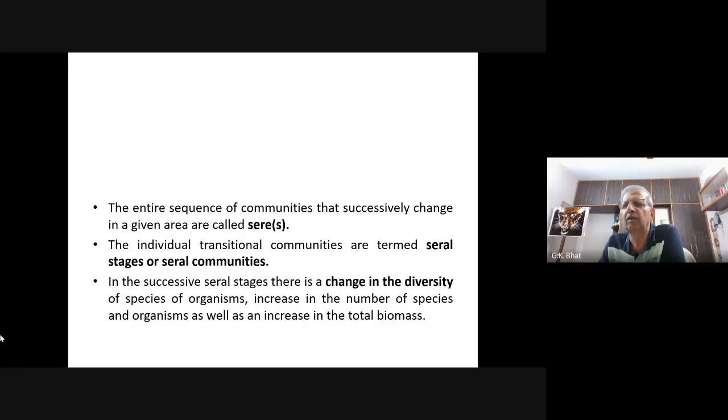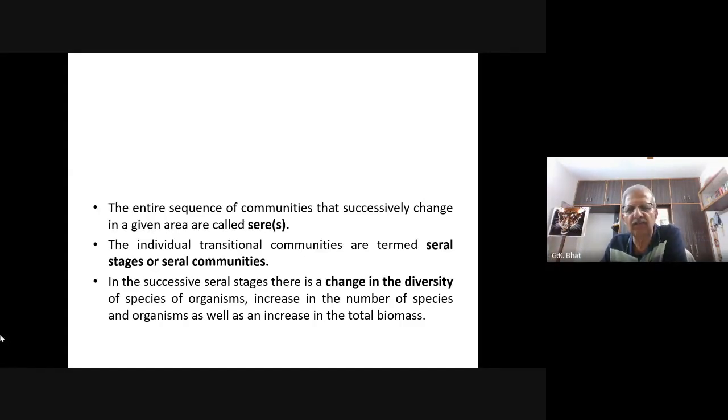Gradually, B species number increases, A species number decreases. When C comes, C species number increases gradually, B species decreases. Sometimes B and C species remain together for some time, like that. All these A, B, C, D, like that, till a climax community. Climax means the final community, like the last climax of a cinema. Till the climax community is reached, you would come across all these called sere or seral communities, seral stages.